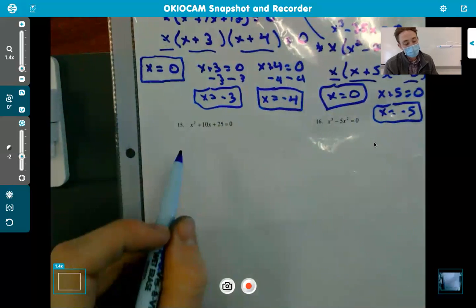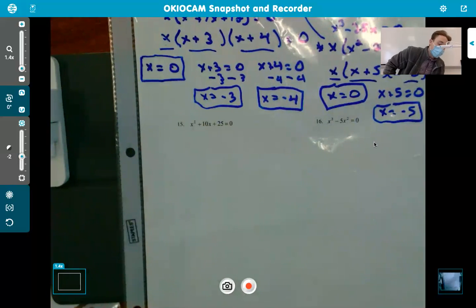Last one we're going to do is 15. I have x squared plus 10x plus 25 equals 0. Somebody walk me through this problem. How would you accomplish this? What would you need to do?